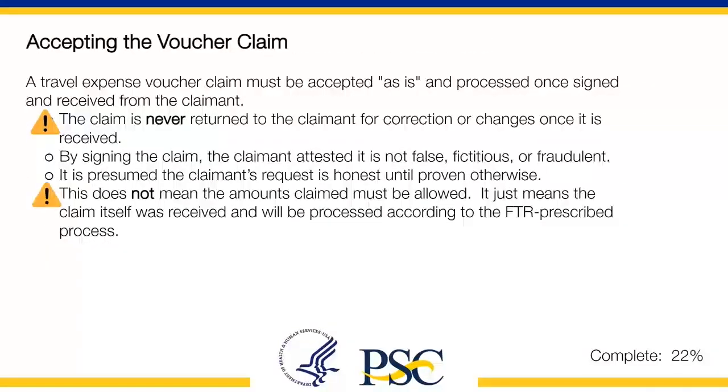A travel expense voucher claim must be accepted as is and processed once signed and received from the claimant. The claim is never returned to the claimant for correction or changes once it is received. By signing, the claimant attested it is not false, fictitious, or fraudulent. It is presumed the claimant's request is honest until proven otherwise. This does not mean the amounts claimed must be allowed. It just means the claim itself was received and will be processed according to the FTR prescribed process.